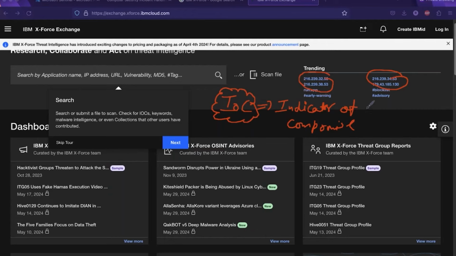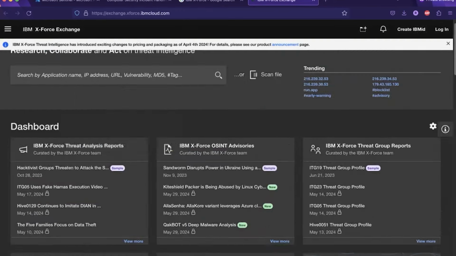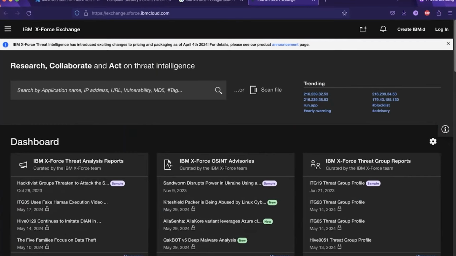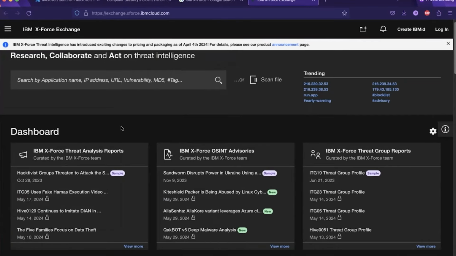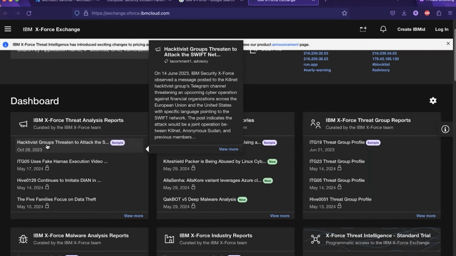So we know these will be called my indicators of compromise. This portal which I am on right now is IBM X-Force, and it is a proprietary solution. You have to pay to get the complete detail. On the left-hand side, you will see some reports, like hacktivist group threatened to attack Swift network.